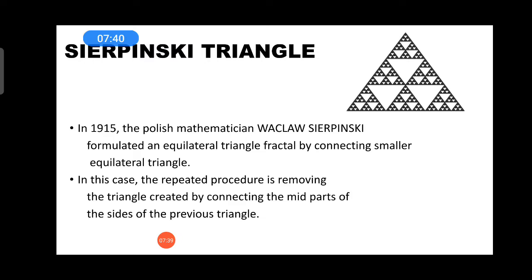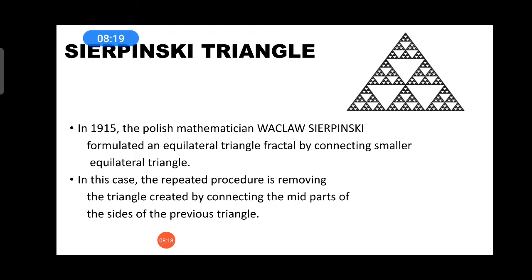Now we can have a look at the Sierpinski triangle. It is a fractal attractive fixed set with the overall shape of an equilateral triangle subdivided recursively into smaller equilateral triangles. In 1915, the Polish mathematician Wacław Sierpinski formulated an equilateral triangle fractal by connecting smaller equilateral triangles. The Sierpinski triangle activity illustrates the fundamental principles of fractals, that is, how a pattern can repeat again and again at different scales, and how this complex shape can be formed by simple repetition.